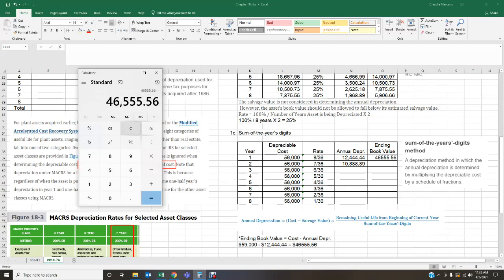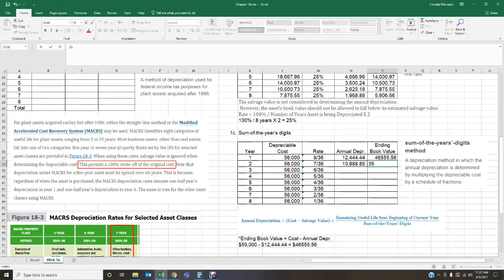Now I'm going to get my book value, which was 46,555.56, minus 10,888.89, which is your annual depreciation. And that'll give you 35,666.67. Okay? And let me make all of these like that. There we go. Okay? Now we're going to do the annual depreciation, which is your 56,000 times 6 over 36.